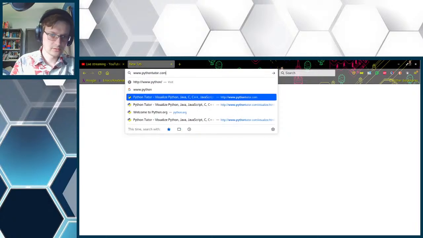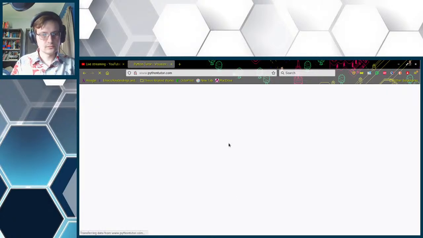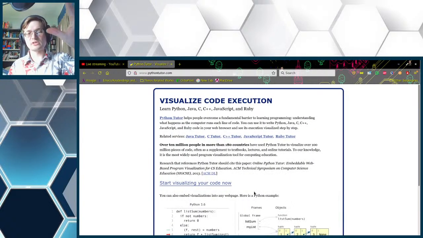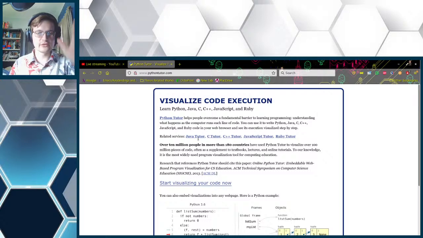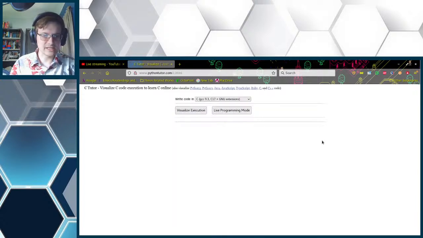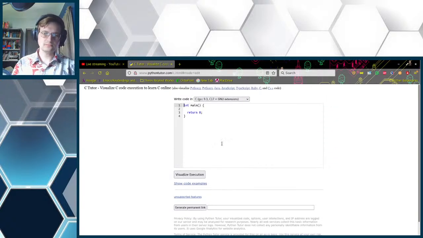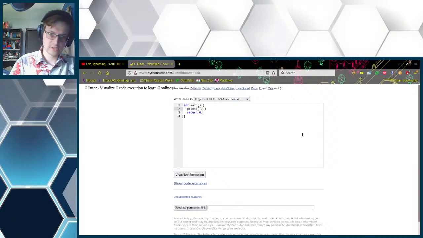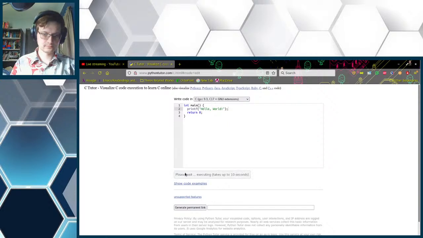Python Tutor. For any of you who took 1MD3 with me recently, I've started using Python Tutor a lot to visualize the execution of programs. It does a C Tutor as well. Printf hello world. So this would be an interpreter for C.